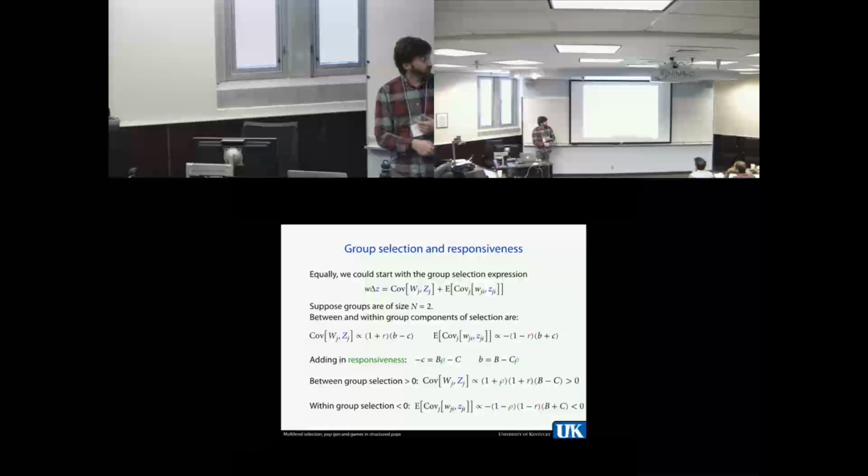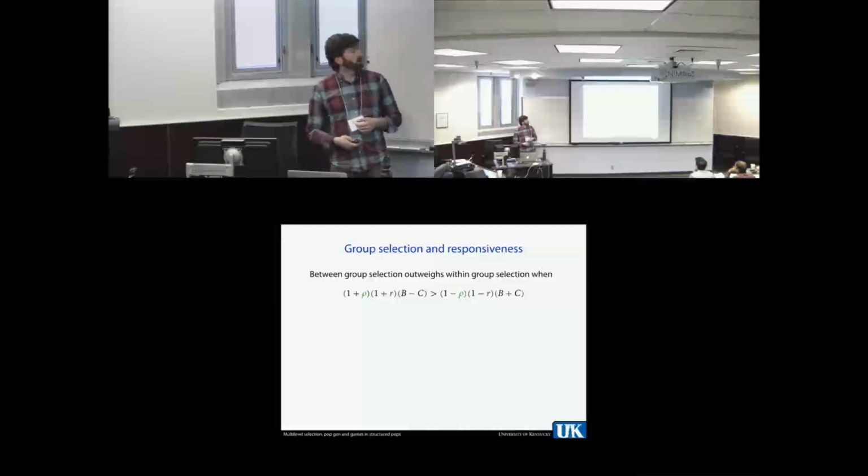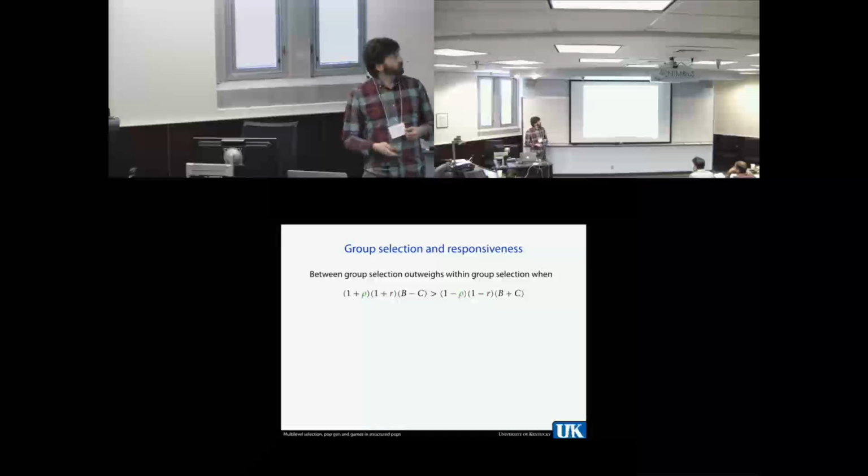So similarly, the within group selection component, we replace these fitness effects with these big B's and big C's, the costs and benefits from playing the game once, and then again there's that 1 minus rho coming out as well. And this whole thing again is still negative, so within group selection is still detrimental to the cooperators.